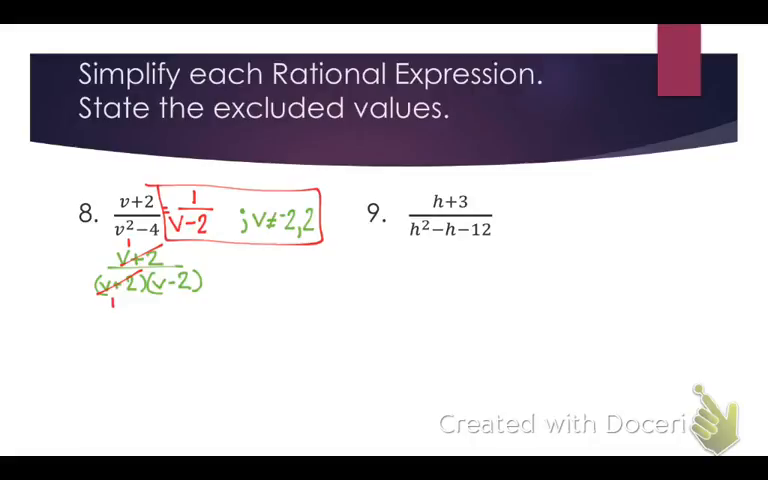In number 9, I have a trinomial in the bottom. So I'm going to see what this factors into. I'm looking for, let's see, h squared comes from h times h. The fact that this is a minus tells me that one is a plus and the other is a minus. The signs are different. So I need factors of negative 12.